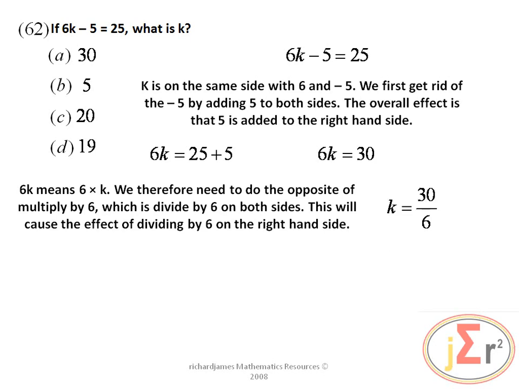So k is equal to 30 divided by 6. And what is 30 divided by 6? So k is equal to 5. And that is represented by option B.